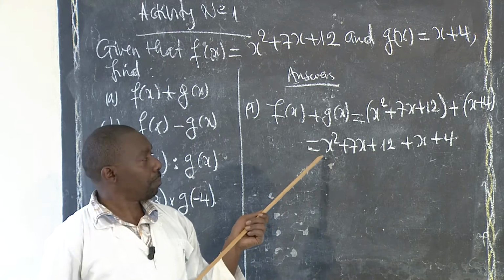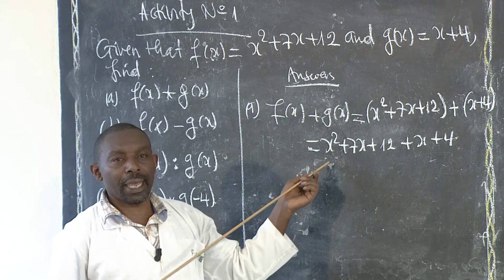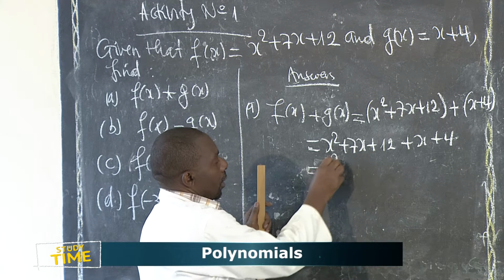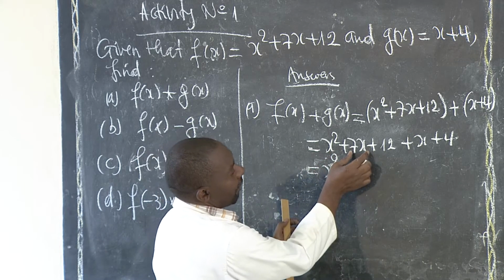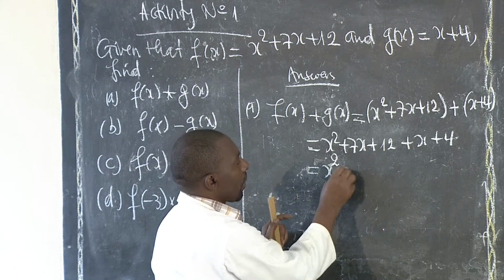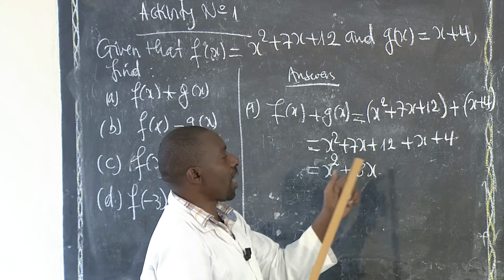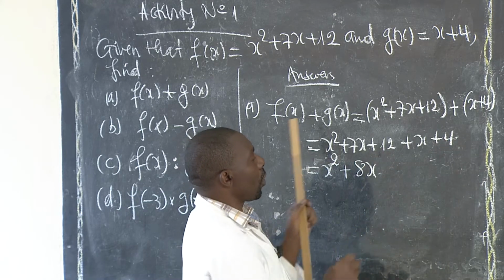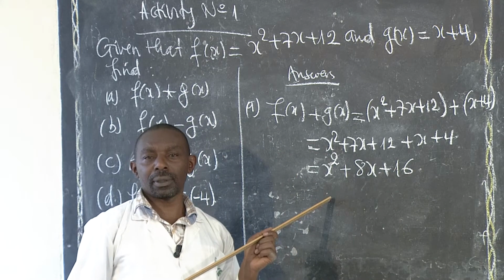When you add polynomials, we add like terms and combine them to reduce them. We have x squared alone. We have the term in x, a 7x and the x. These are known as like terms. We have to reduce them. 7 plus 1 is 8x. And you have the constant term, or term independent of x: 12 plus 4 is 16. Very simple, isn't it?